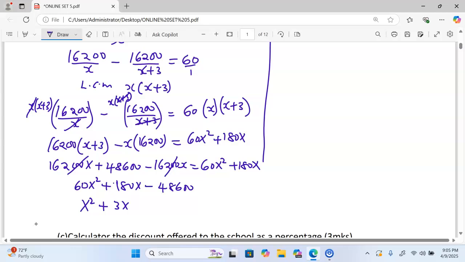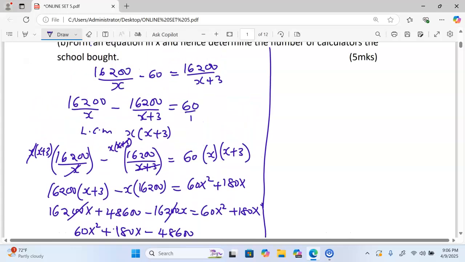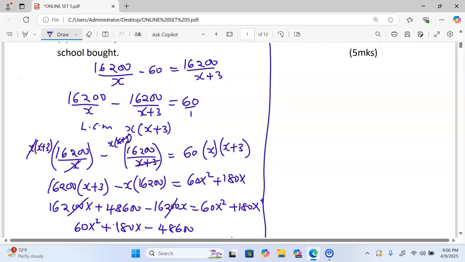3x minus, that is 48,600. You divide by 60, you get negative 810. Once we have gotten our quadratic expression, we can now decide to use any applicable method to work out this question, but I prefer we use quadratic formula method.